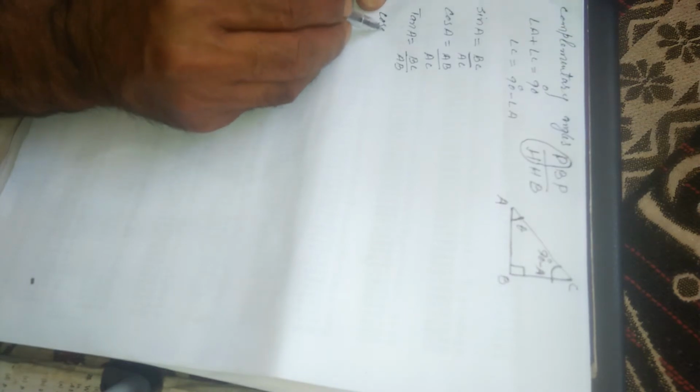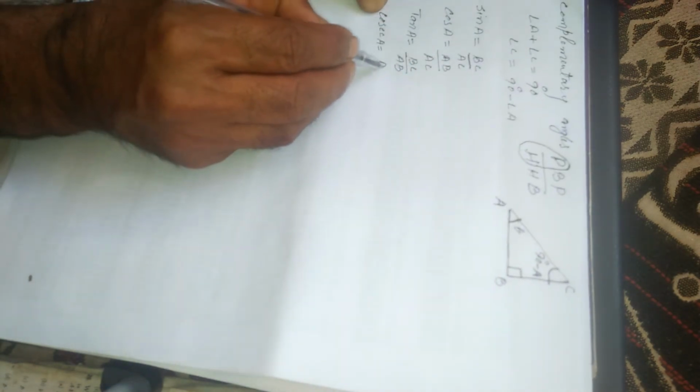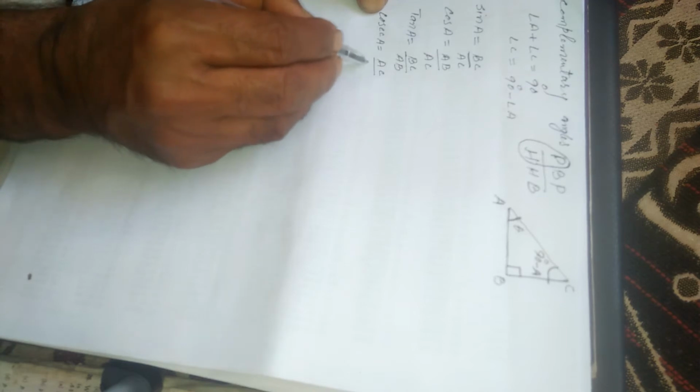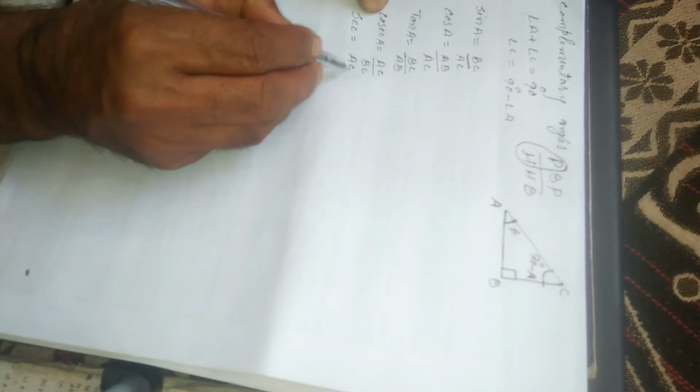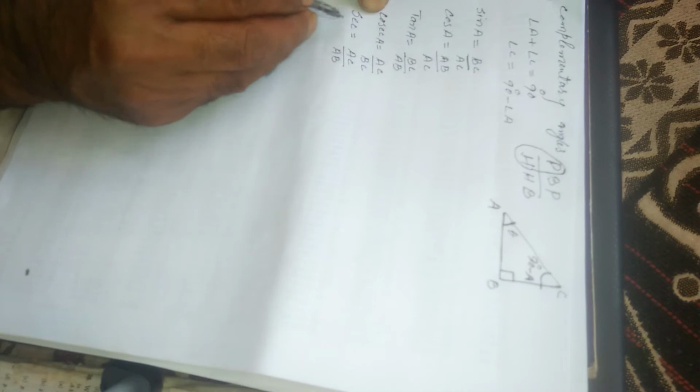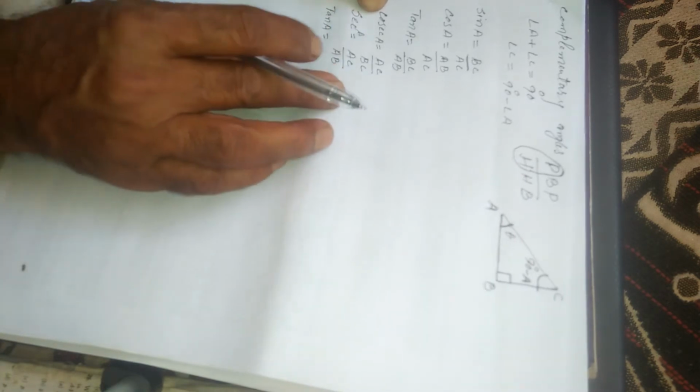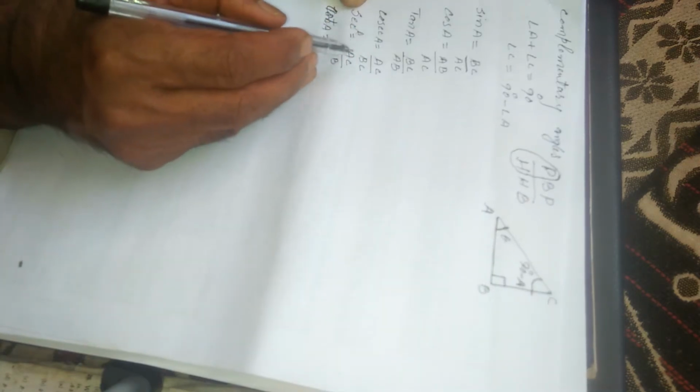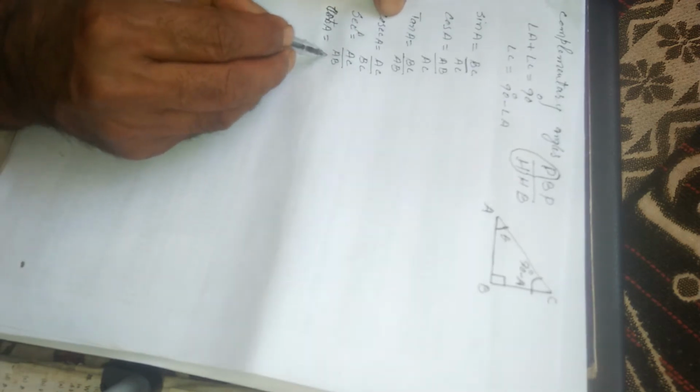Cosec A is the reciprocal of sin A, AC upon BC. Sec A, reciprocal of cos A, AC upon AB, and cot A. Cot A will be reciprocal of tan A, that is AB upon BC.